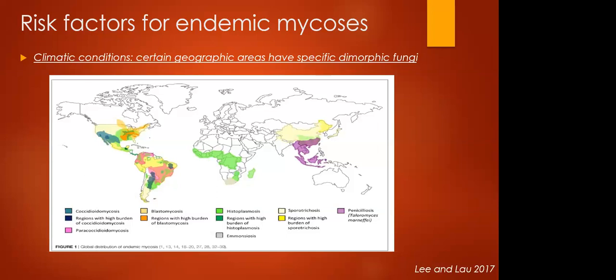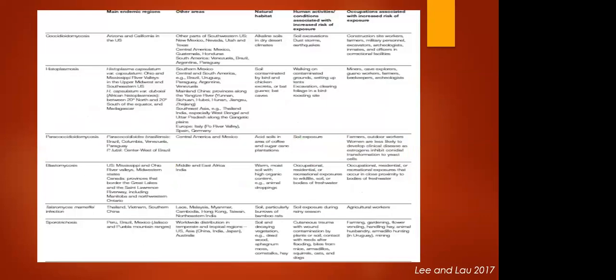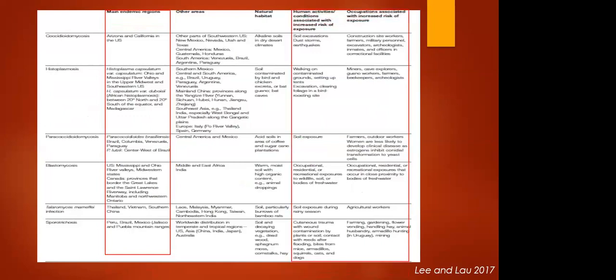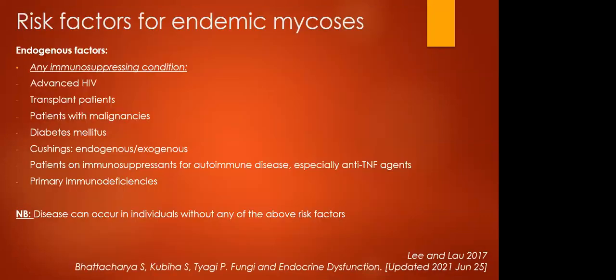And then the improved awareness and better diagnostics in terms of trying to culture and identify these dimorphic fungi have actually expanded these areas that were previously thought to be restricted only to certain places. So this is a bit of a busy slide, but it's a nice paper by Li and Lau in 2017. And this just illustrates the areas that are endemic for all these systemic mycoses, and then what exposures and occupations would put you at risk for acquiring them.